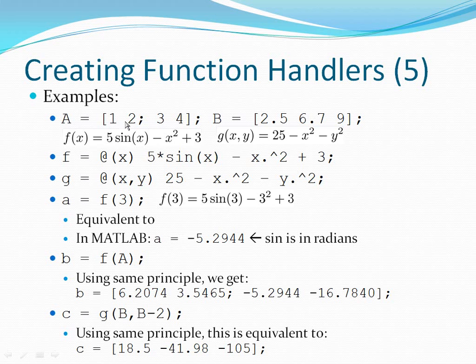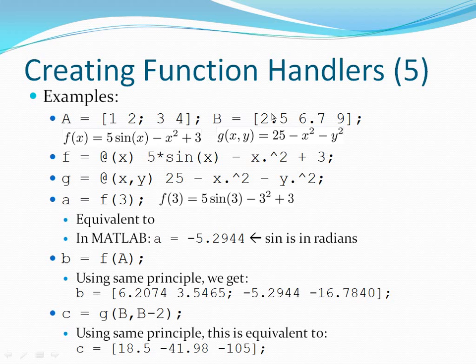So it gives you a matrix or a vector that is of the same size, where each element has the function evaluated for that particular point. And then last but not least, if you wanted to specify G, this is our function handler for x and y. So we're assuming that B, these are our x values, so 2.5, 6.7, and 9. And then we're going to create a set of y values where you're just subtracting by 2. So this is 0.5, 4.7, and 7.